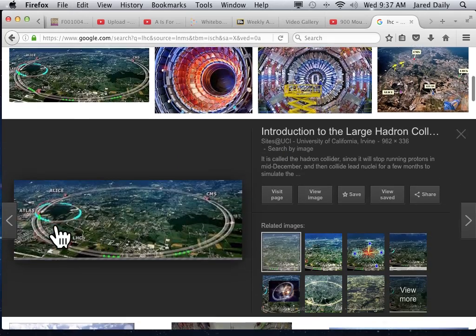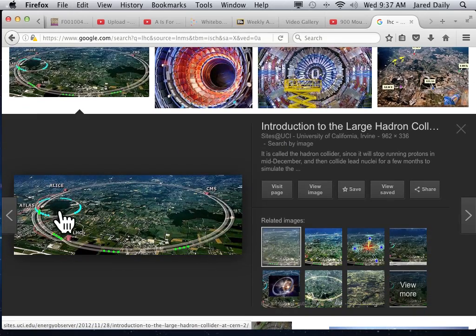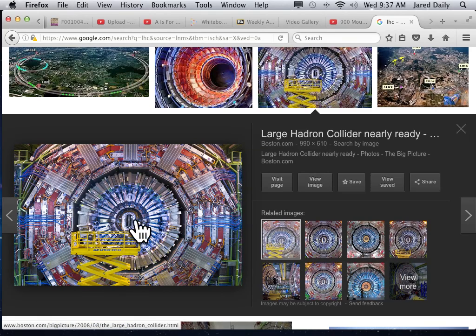So here is a picture of the Large Hadron Collider. They have Atlas here. They actually have 4 of these. They have Atlas, Alice, CMS, and LHCb. They're not all exactly the same as the one I just showed you, but they are similar things to that. Like here's another one where you can actually see the layers a little bit better.